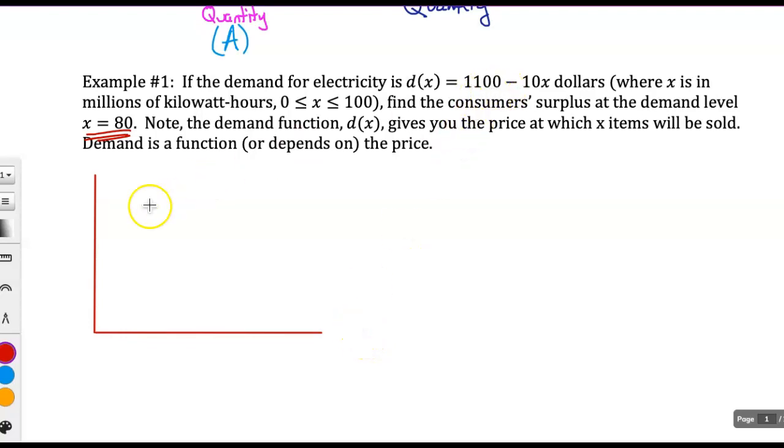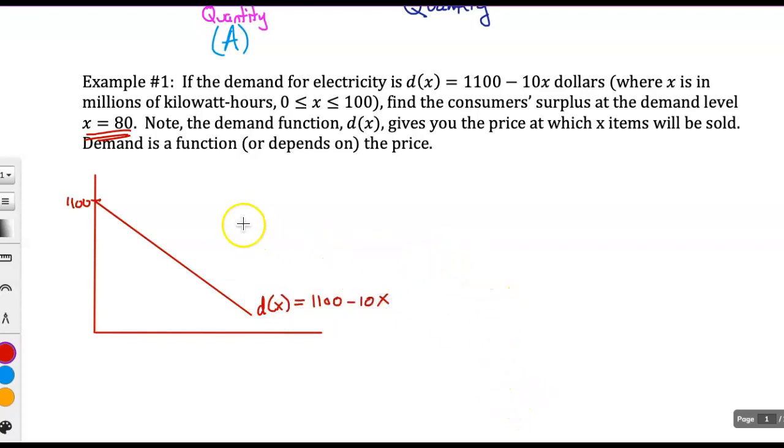So this is a line. It starts up here at 1,100, and it has a slope of -10. It doesn't matter how you draw it. It's really no big deal as long as you know it's downward sloping. So this is D of X equals 1,100 minus 10x.